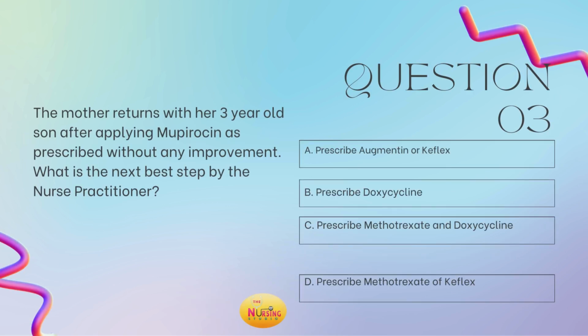And question number three. The mother returns with her 3-year-old son after applying the mupirocin as prescribed without any improvement. What is the next best step by the nurse practitioner? Is it A, prescribe Augmentin or Keflex, B, prescribe doxycycline, C, prescribe methotrexate and doxycycline, or D, prescribe methotrexate or Keflex? Take a moment and tell me what you got in the comments, you guys.